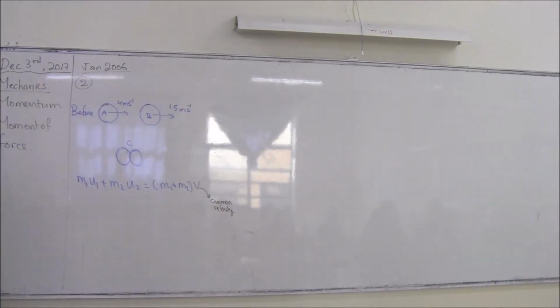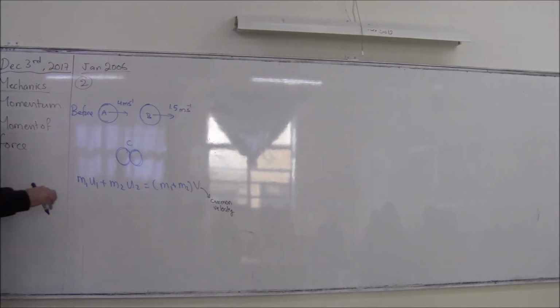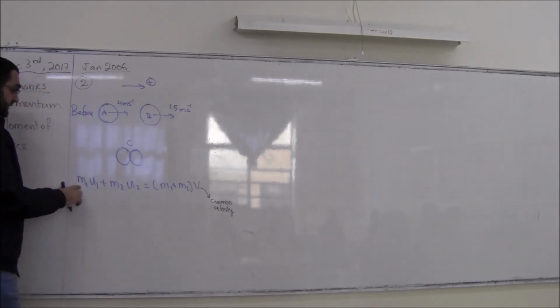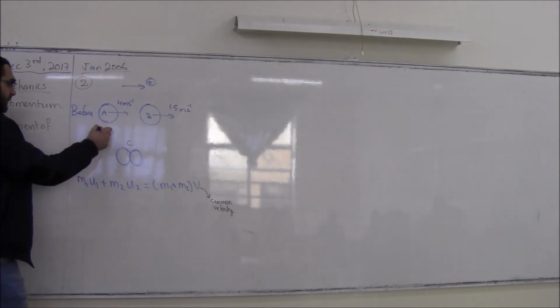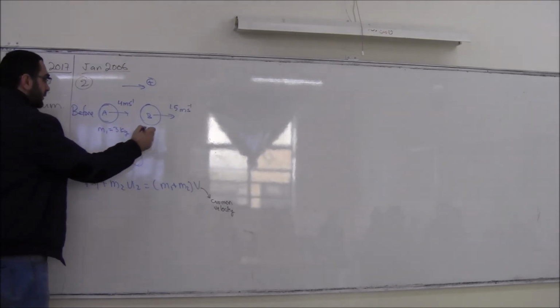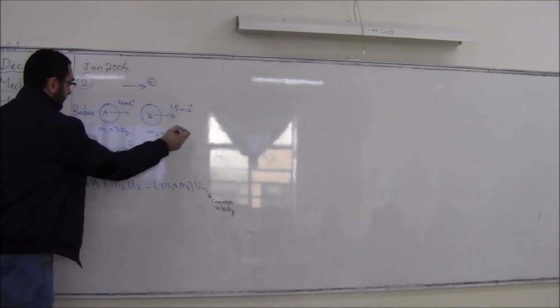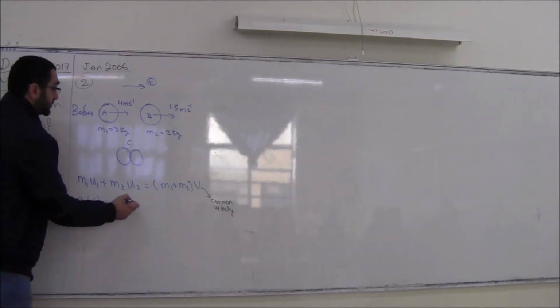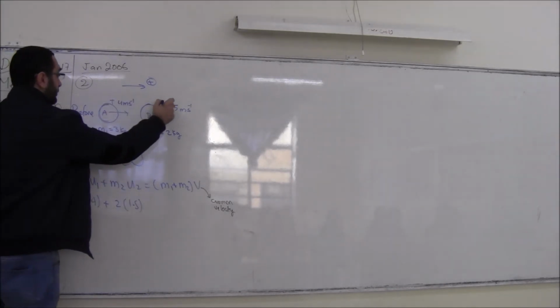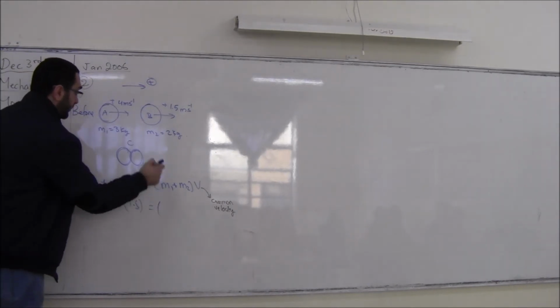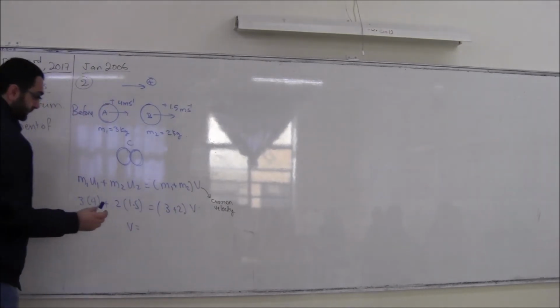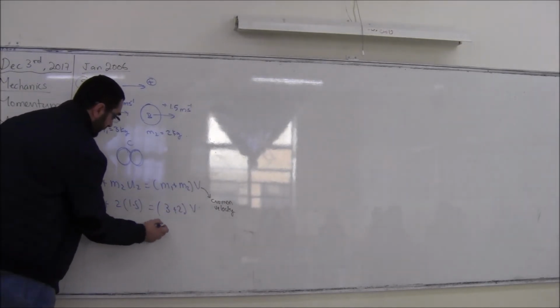Ustaz, isn't the rule that the total momentum before equals the total momentum after? Yes, definitely. If we take this as the positive direction, it's easy now. M1 is 3 kilograms, M2 is 2. These are given. M1 3 times 4 plus 2 times 1.5, both positive because they are in the positive direction, equals M1 3 plus 2 times V. V equals 3 meters per second, right?